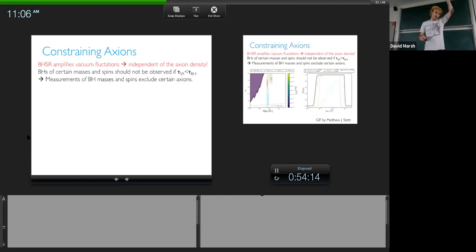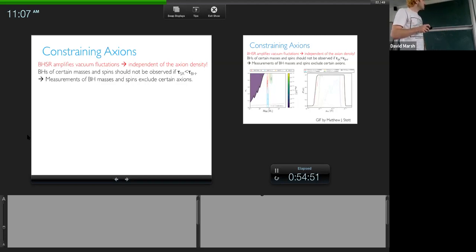So the constraints apply independently of the axion density. You can just rule out all values of the cosmic density at a given mass. You also don't require any non-gravitational coupling to start this problem. Non-gravitational couplings, as I'll show in a few slides, can shut it off, but you don't need any to start it. So it's a completely generic solution. Black holes of certain masses and spins should not be observed if axions of certain masses exist, as long as the superradiance timescale is shorter than any timescale involved in the black hole, accretion, the Salpeter time, the Eddington time, things like that.